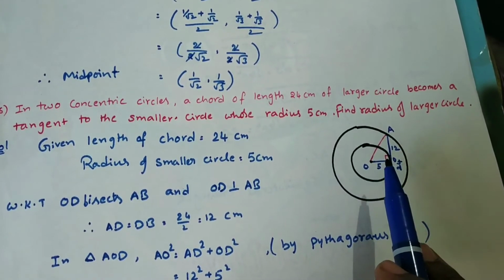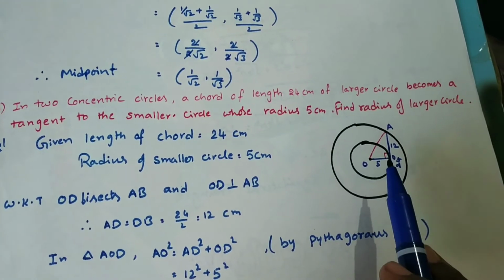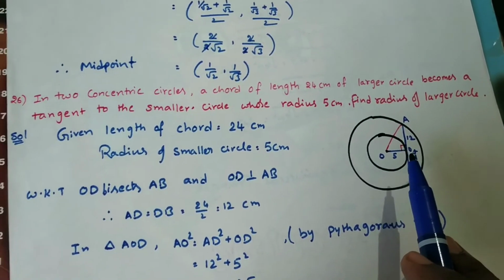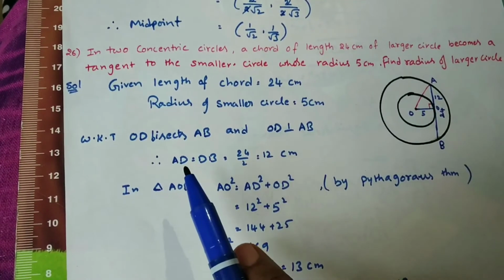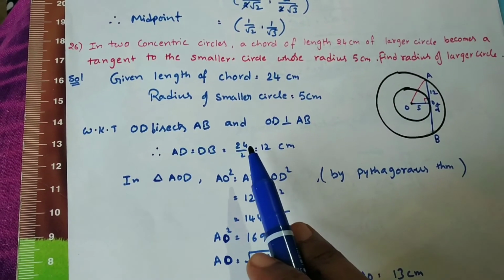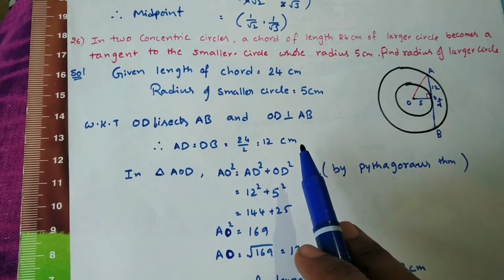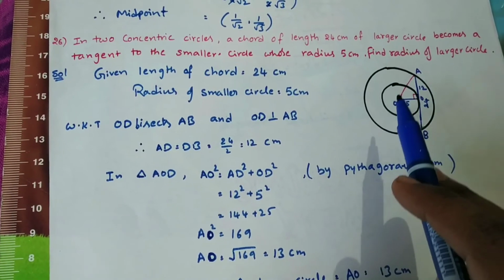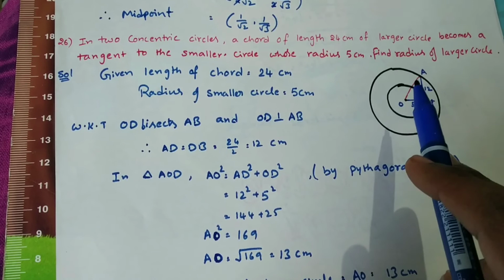If you draw this, it will bisect the chord like this. It is the perpendicular bisector OD of AB. Bisector means it will divide equally. So AD is equal to DB, that is 24 by 2, so you are going to get 12 centimeters. You have to find this OA length. This is nothing but the larger circle radius.